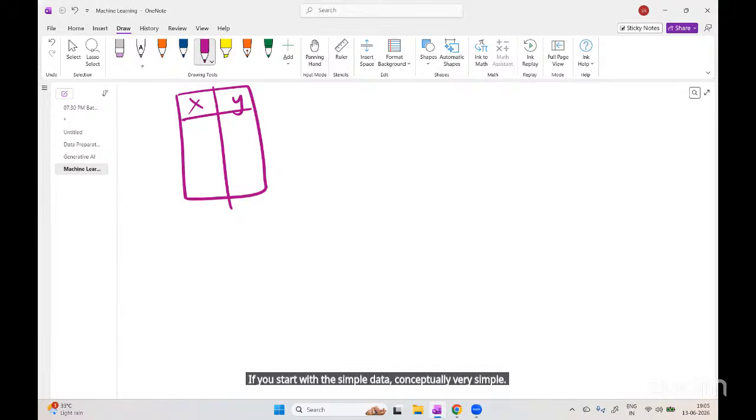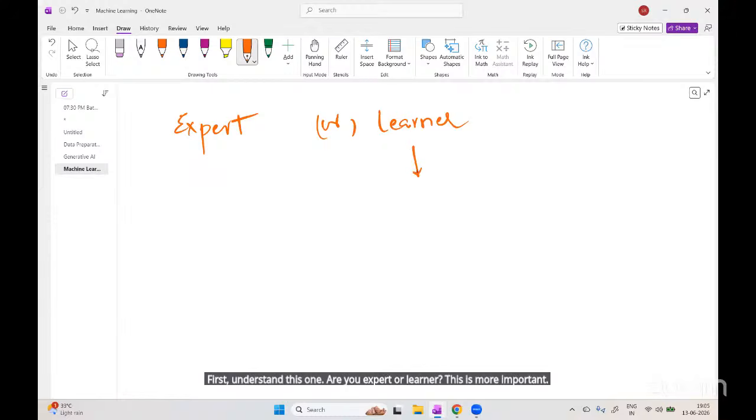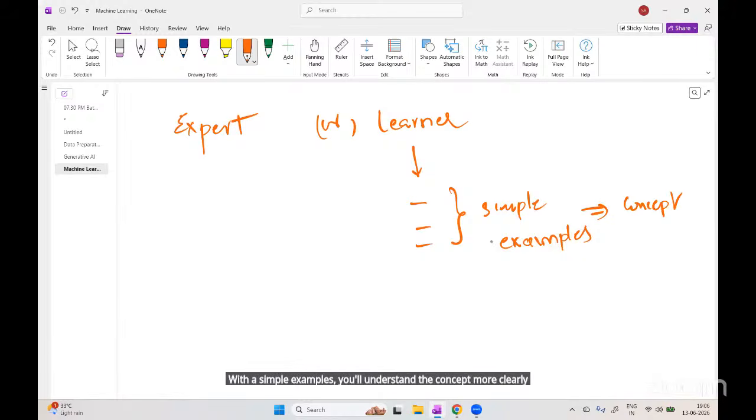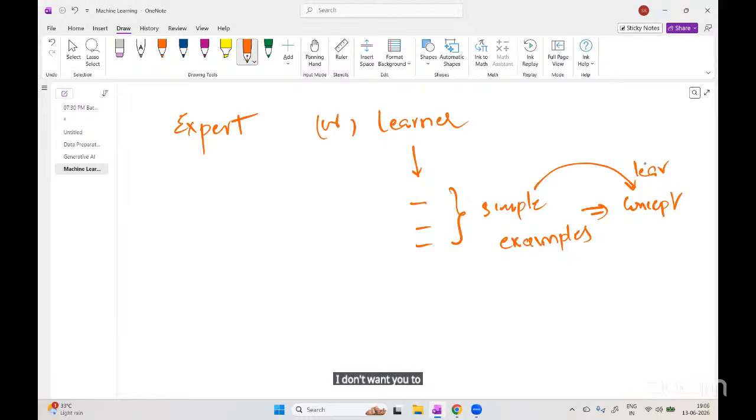Remember, when you are learning for the first time, are you an expert or a learner? This is more important. Learner means first you have to start from the base with simple examples. With simple examples, you will understand the concept more clearly. But at the same time, you should not stop with the simple examples. Sir, if you explain only simple examples, in reality it is of no use. Who told you to stop here? I told you only to learn. Up to learning only, I told.